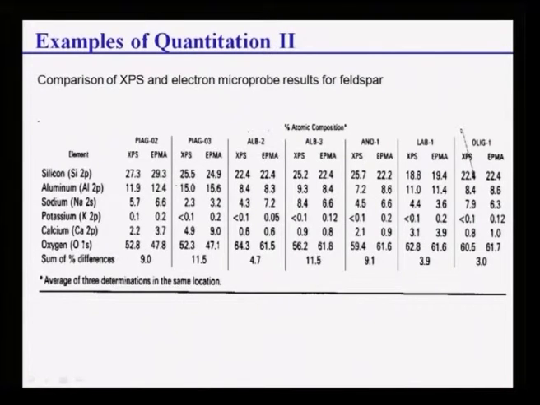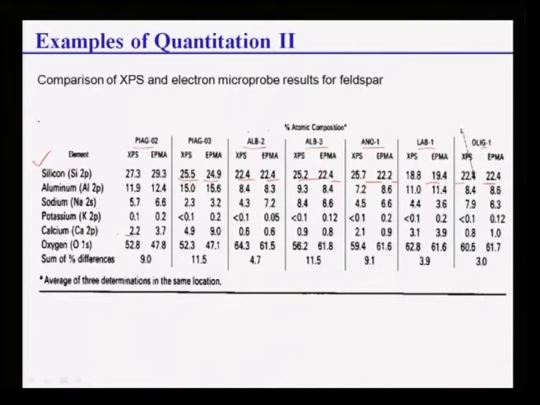If you compare these XPS measured quantities with the electron microprobe, things will be much clearer to you. Let us talk about silicon, and this is silicon 2p, so it is basically silicon dioxide. XPS gives you 27.3 percent, while the electron microprobe gives you 29.3, just differing by 2 atom percent. Then there is aluminum, and different categories. So, you can see the values are very close by, not differing much.